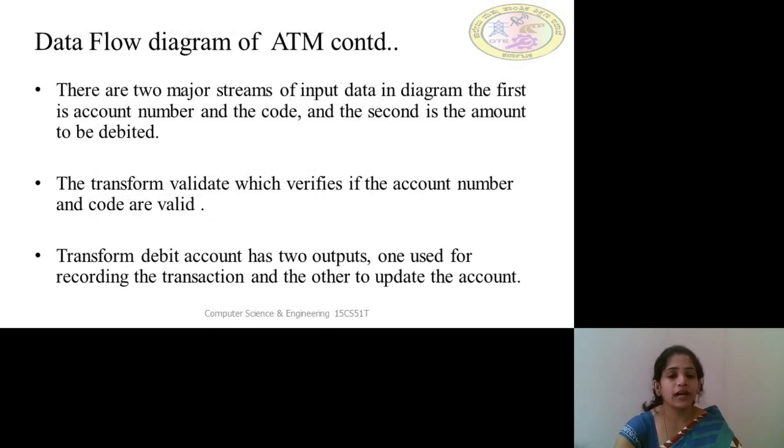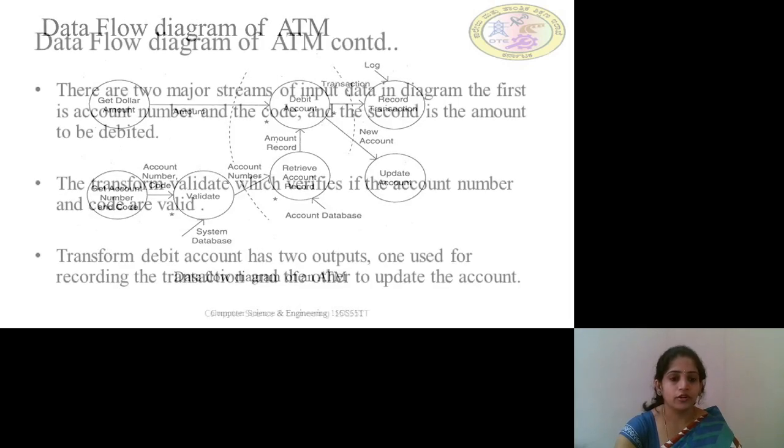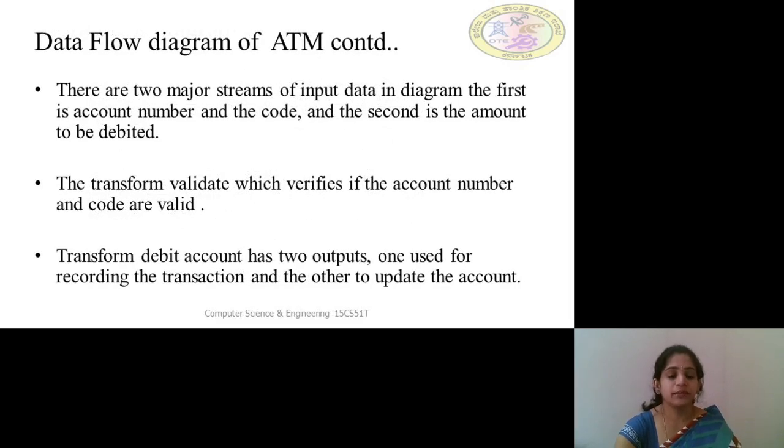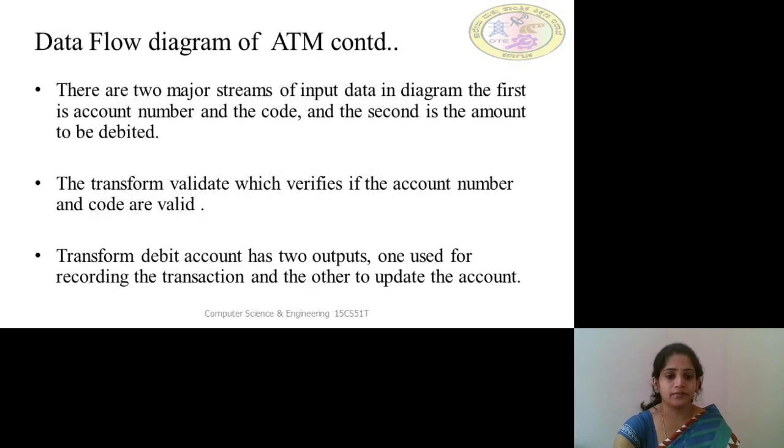The transform validate verifies if the account number and code are valid or not. Here there is a validate function which validates whether the entered account number is right or not. Transform debit account has two outputs: one is used for recording the transaction that is being done, and the other is to update the account after the complete transaction is done.